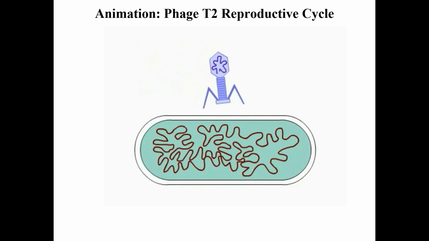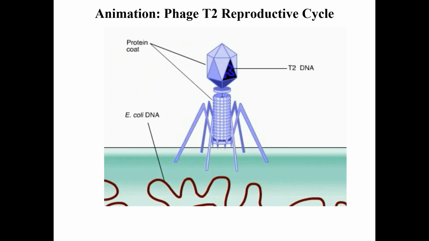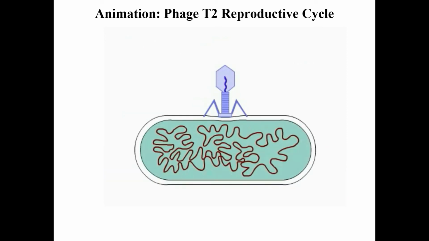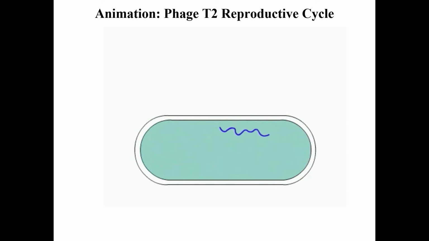Bacteriophages, or phages, are viruses that infect bacteria. This is a T2 phage, which consists of DNA inside a protein coat. The reproductive cycle of the T2 phage begins when the tail fibers of the phage stick to the receptor sites on the surface of a host bacterium, such as E. coli. The phage injects its DNA into the host cell, leaving the empty protein coat outside. The DNA of the host cell is destroyed, and host cell enzymes and nucleotides are commandeered to replicate the phage DNA, making more phage DNA.